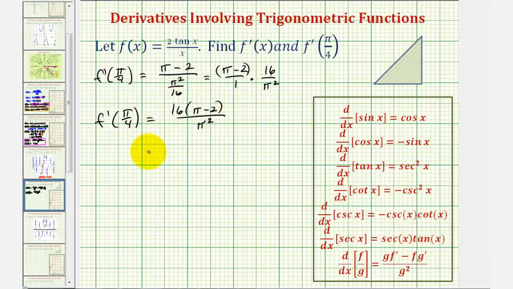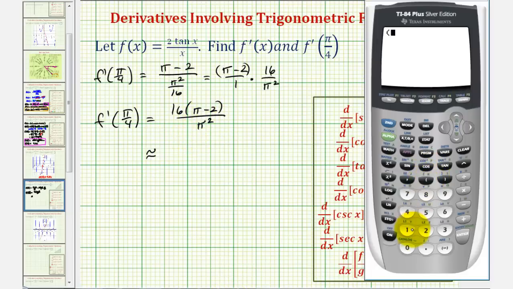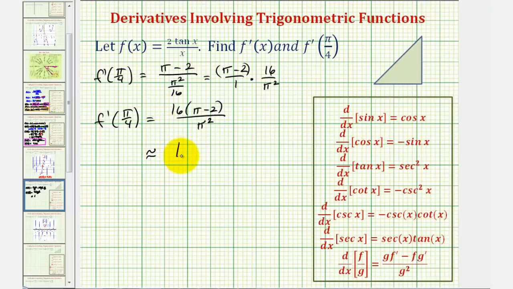To get a better idea of this value, let's also get a decimal approximation to 3 decimal places. The numerator in parentheses would be 16 times the quantity pi minus 2. So there's a numerator divided by pi, and this is the squared key here. So it's approximately 1.851. Notice the 6 in the fourth decimal place indicates to round up. So approximately 1.851. But just be careful here. If the directions don't say round, we should give the exact value in this form here.